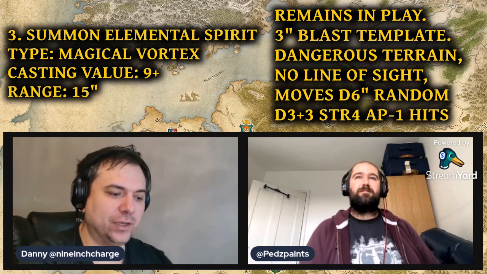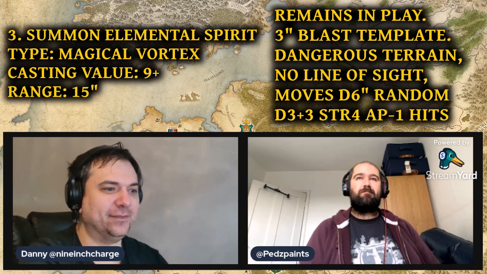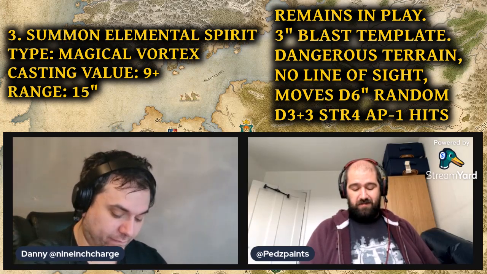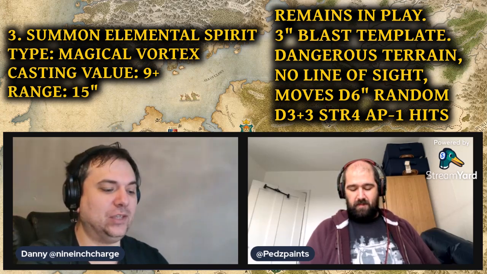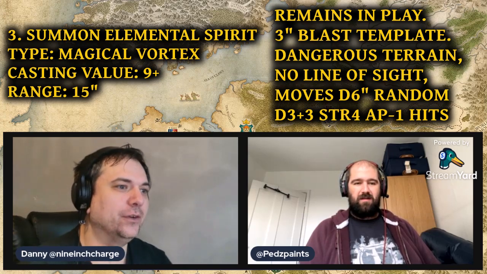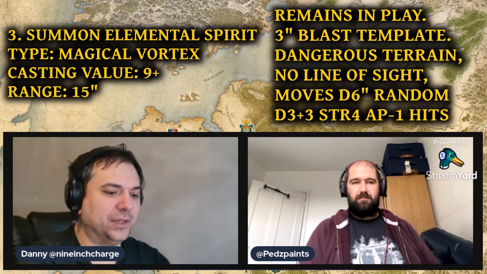making them take dangerous terrain checks, blocking line of sight, and causing damage. It does a bit of everything, that spell, doesn't it? It does, yeah. And the damage it causes is quite good. It's cool that it's D3 plus 3 instead of D6. So the top range is 6, but the bottom range is 4. That makes it more reliable, definitely.